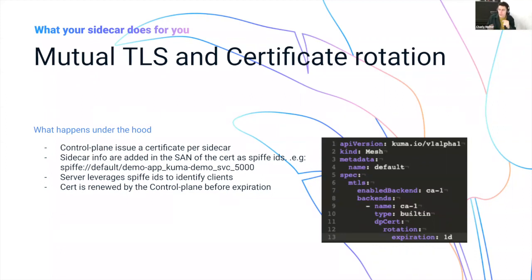Whenever we're going to connect a client to a server, each side will be able to verify that the other side actually has a SPIFFE ID that they want. So that way you can easily say, I only want service X to be able to talk to me, or I don't want service Y to talk to me, and things like that. This is very easy, and it's all relying on these SPIFFE IDs.